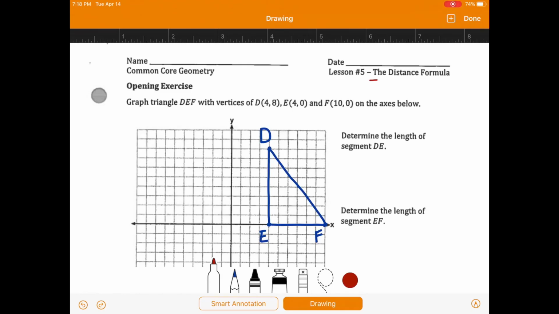Everybody, we're doing my favorite lesson today. So we're doing the distance formula. And you'll see why it's my favorite lesson in just a couple minutes. So first, we're going to do the opening exercise.